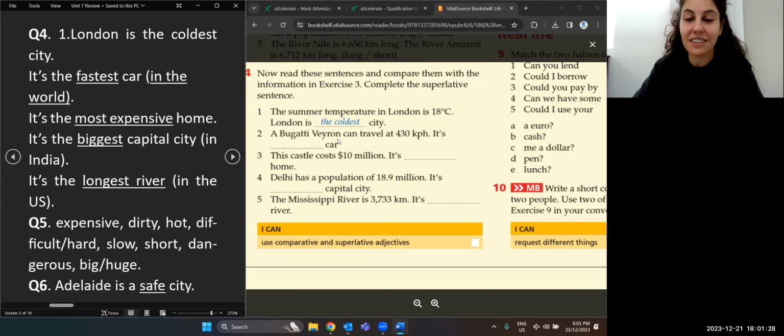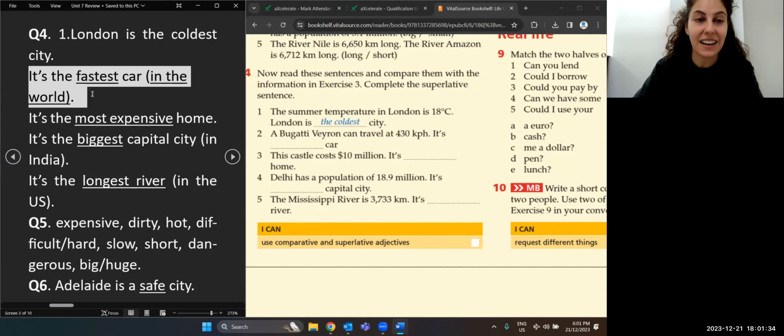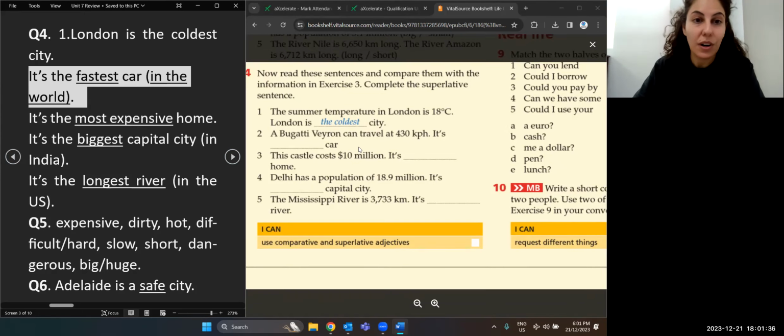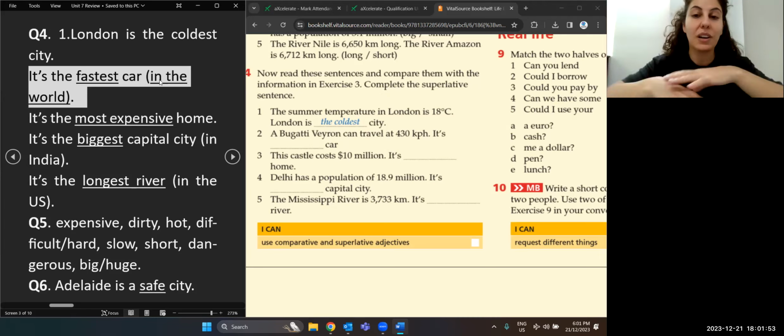Bugatti Veyron can travel at 430 kilometers per hour. It's the fastest car in the world. It's comparing it to many. So there's this idea, it's trying to tell you it's the fastest car in the whole world. It's the fastest car compared to many. They're not talking about a Bugatti compared to a BMW or a Bugatti compared to a Ferrari. They want to compare it to many. It's the fastest in the whole world.